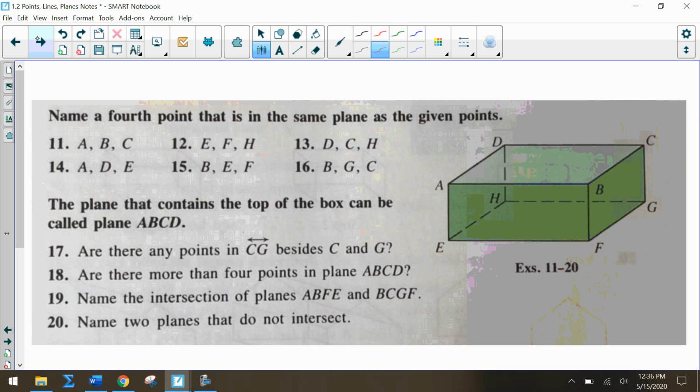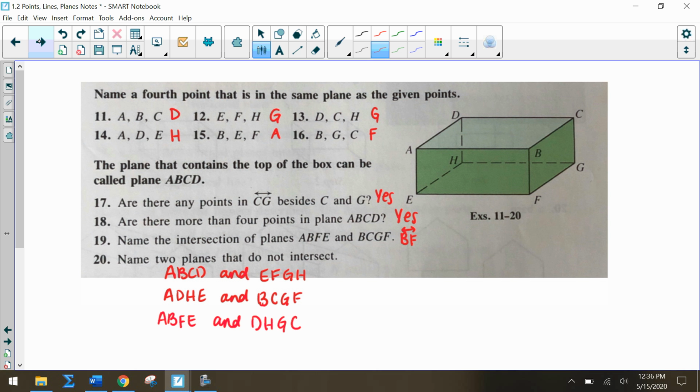Here are some more practice problems. Pause the video, complete these problems. And then let's see how you did, and you can hit play. And here are the solutions for those problems.